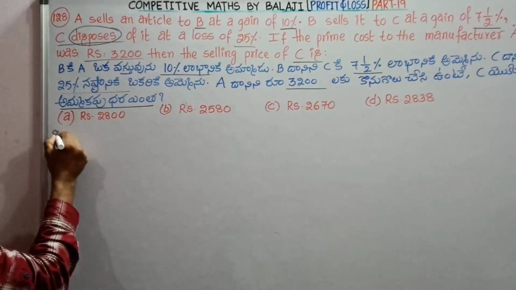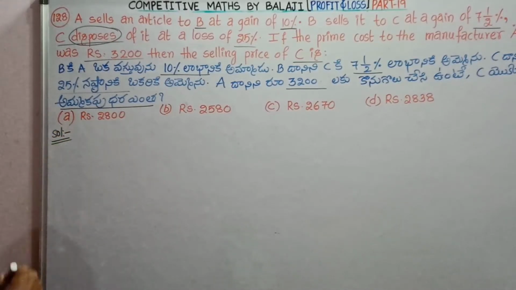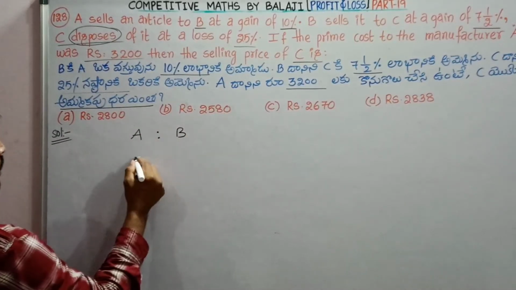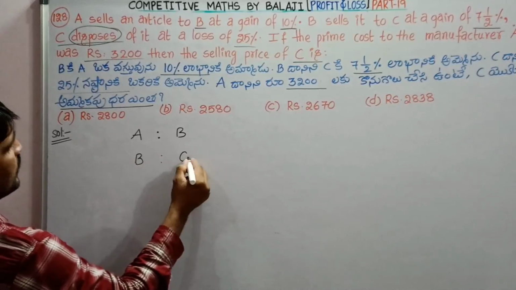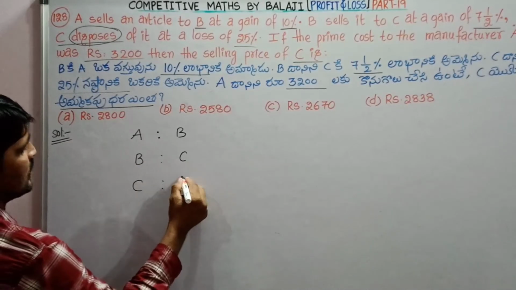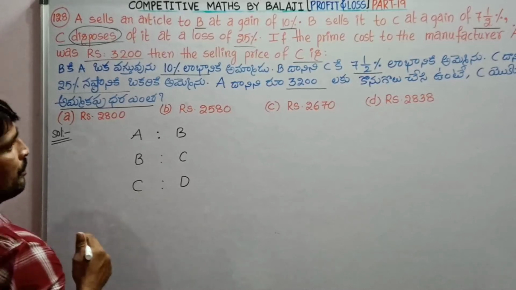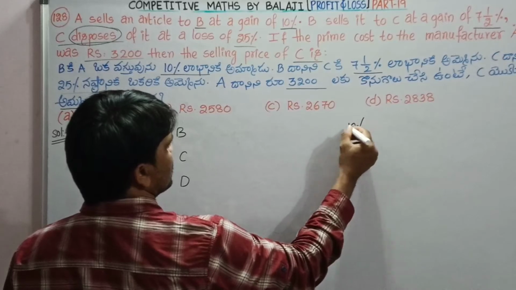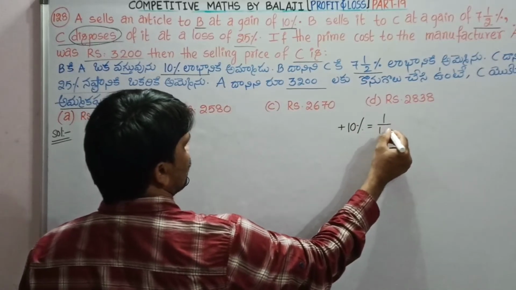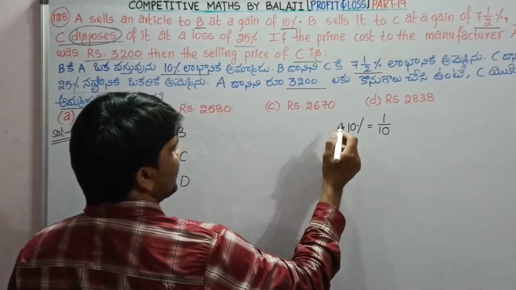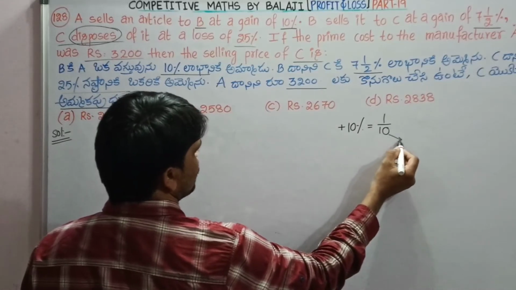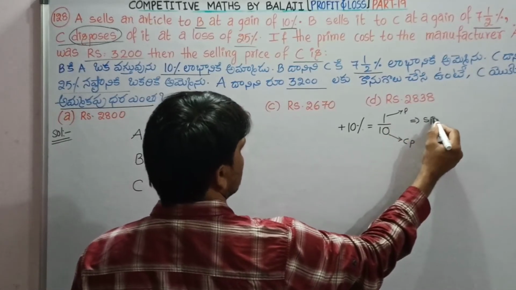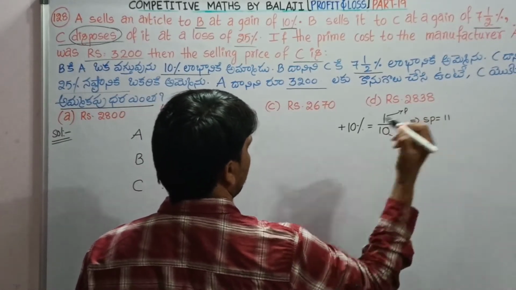Okay. Solution. Consider the ratio method. A sells to B and B sold it to C and C sold it to someone else, suppose D. A sells an article to B at a profit of 10%. 10% fraction value is 1 by 10. And profit percent or loss percent is always calculated on CP, so denominator is CP. Then there is a 1 unit profit. In this case, selling price is cost price plus profit, that is 11 units.